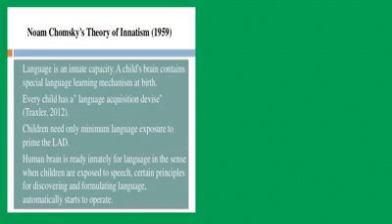Noam Chomsky's theory of innatism, 1959. Language is an innate capacity; a child's brain contains a special language learning mechanism at birth. Every child has a language acquisition device. Children need only minimum language exposure to prime the LAD, that is, the language acquisition device. The human brain is innately ready for language, in the sense that when children are exposed to speech, certain principles for discovering and formulating language automatically start to operate.